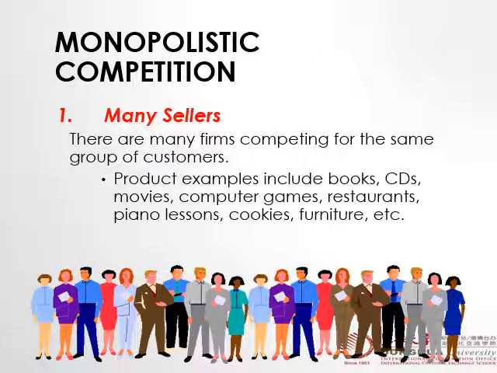So now let's shed some light on the characteristics of monopolistic competition. Number one that we discussed was many sellers. So there are many firms competing for the same group of products. Product examples include books, right? Each book is unique. Even the notebooks that we are using, they are different. We have A4 size, A5 size, legal size, A6 size, small size notebooks, right? Then we have CDs, movies, computer games, restaurants, piano lessons, cookies, furniture.